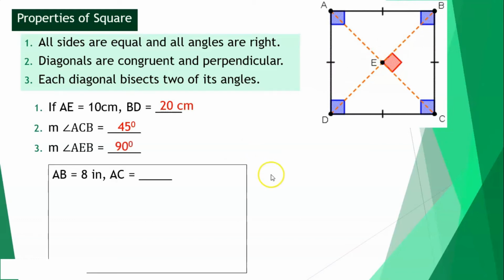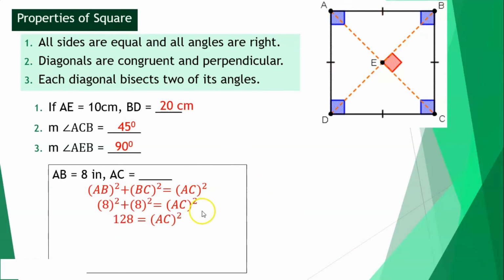Okay, another. Now, if A to B is 8, how long would AC be? So with this, we can have AB squared plus BC squared is equal to AC squared. So take note, our AB here is 8 and our BC is also 8. So simplifying further, that would be 64 plus 64, that's 128. Getting the square root of both sides, the value for AC here would be 8 square root of 2. So take note of that.